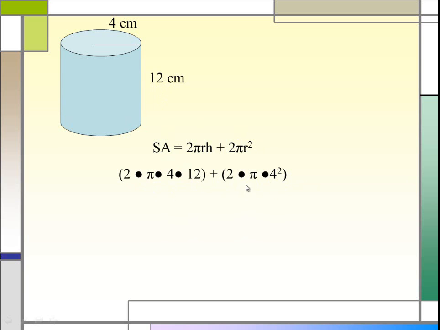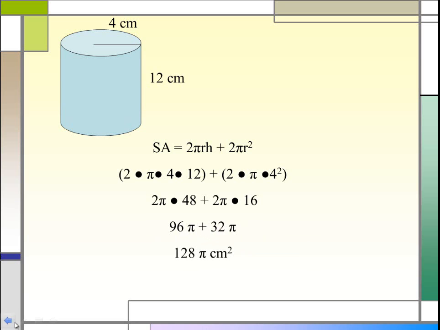Now you'll notice I didn't multiply the 3 in there for pi, and there's a reason for that. Let's just multiply everything inside the parentheses first. 4 times 12 is 48, so now I have 2 pi times 48 plus 2 pi times 16, and let's finish that out. 48 times 2 plus 16 times 2 would give me 96 pi plus 32 pi. Now you add these together just like you were adding like x's. 96 pi plus 32 pi would be 128 pi.